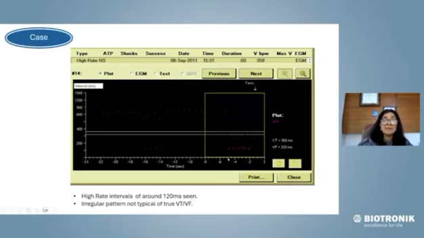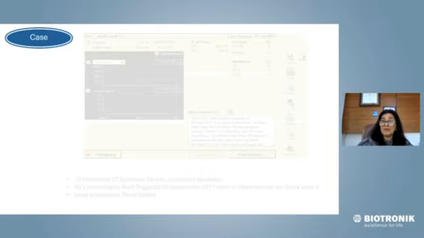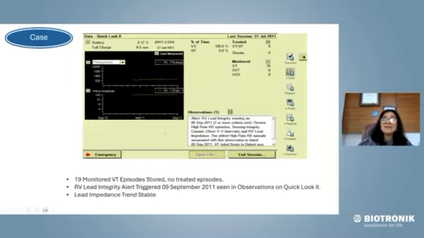And suddenly the rate came into cycles of 180 to 200 milliseconds, with high rate intervals of 120 milliseconds, and a very irregular pattern which did not appear to be a true VT or VF. On looking at the main screen, what do you see? There are several monitored episodes, no treated episodes, and the device was taught that if it were to see something like this, there should be an integrity alert. So this integrity alert came up.